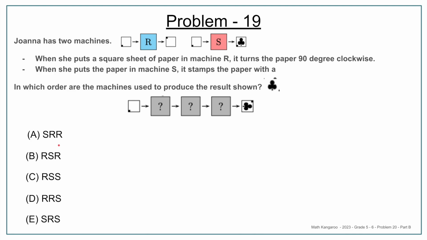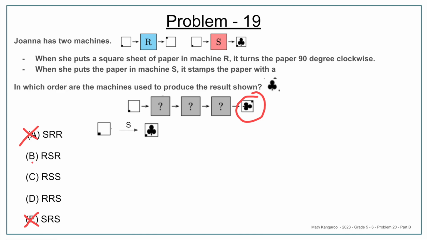So these are our options. We will go picking one option each and follow this sequence. So we have S first. If we put the square sheet in S first, does it make sense? So we have this square sheet, we put it in S and it comes out as a club sign as mentioned. But we need to have it this way. So this is not our option. So anything which starts with S would not be our option for sure.